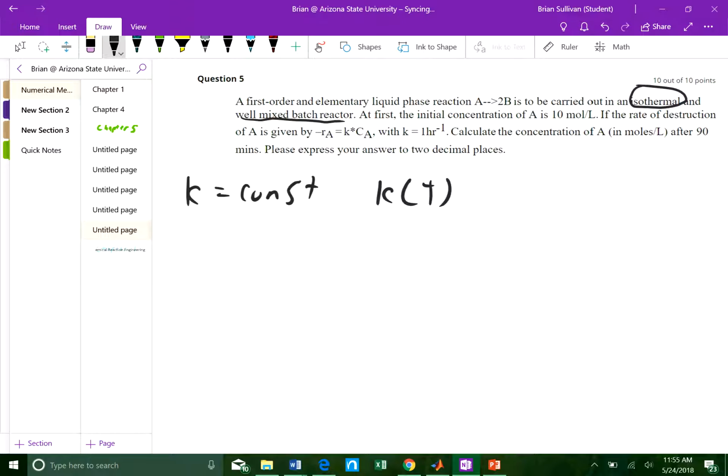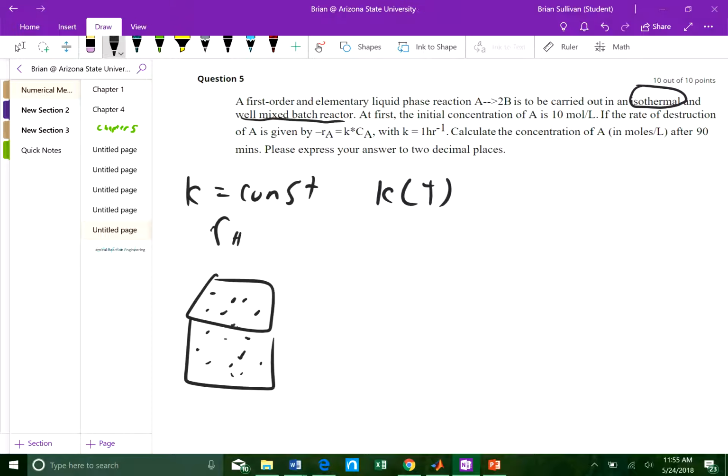The next thing is the well-mixed batch reactor. That basically means that if you looked anywhere in the reactor, the reaction rate is going to be constant, because everywhere the concentration is the same. And as you know, the rate of disappearance of A is a rate constant times, in this case, since it's first order, the concentration, which is the same everywhere in the reactor. That's the way to think about that.